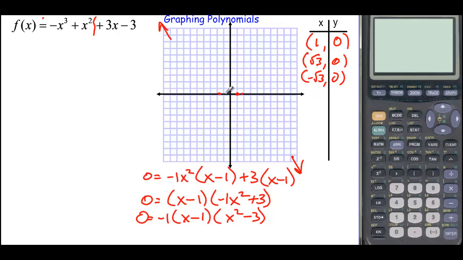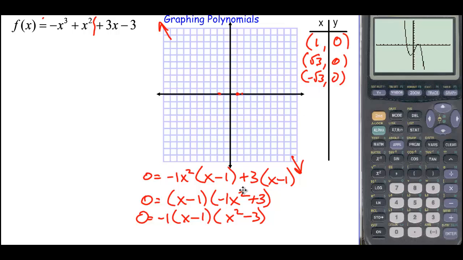Now, the number of turning points could be up to 2, 1 less than the degree. So let's turn on the calculator and see if what we've concluded is accurate. Let's graph this here. Notice we have end behaviors that go up and down. We have 2 turning points. And it looks like it goes through those points.